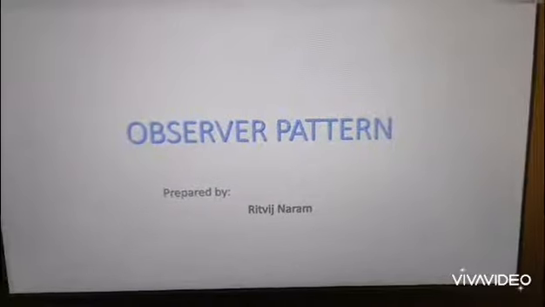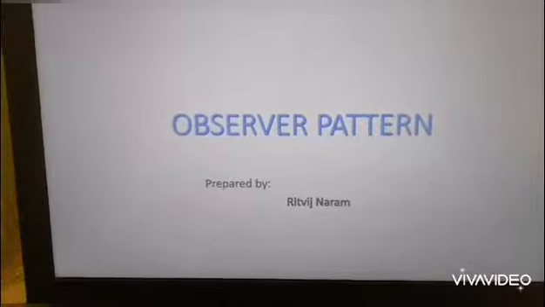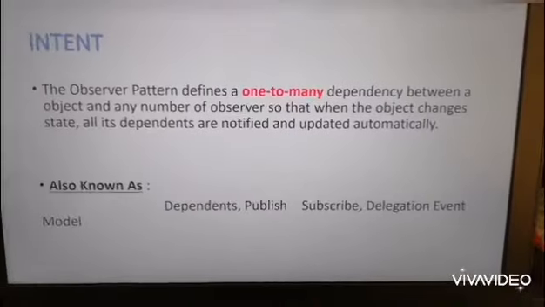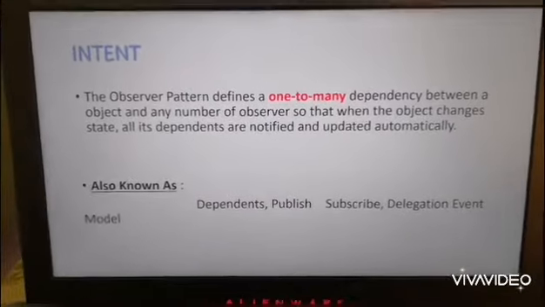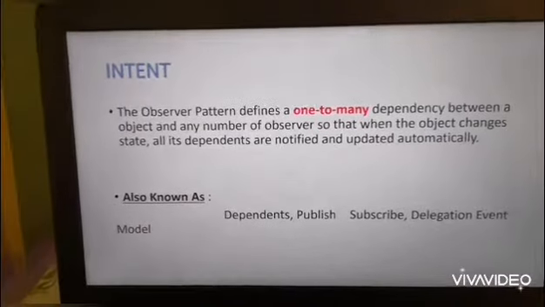Good morning, everyone. Today, I will give some basic information about the observer pattern. So, let's start with what is meant by the observer pattern and why we should use it.